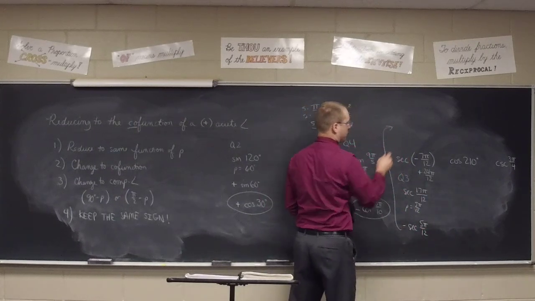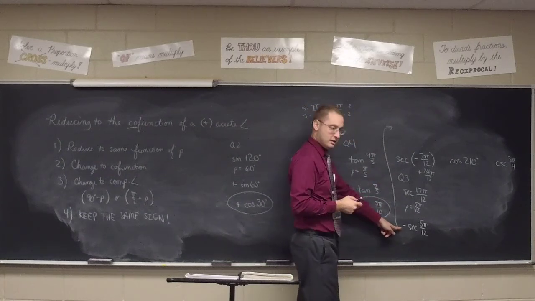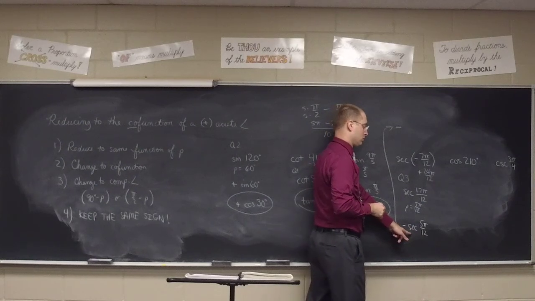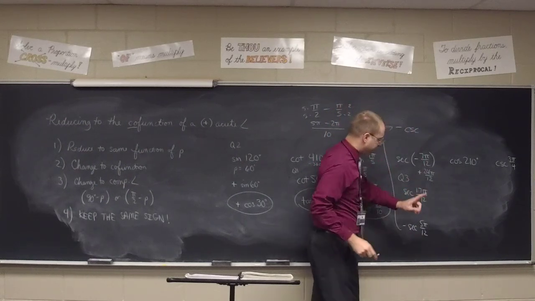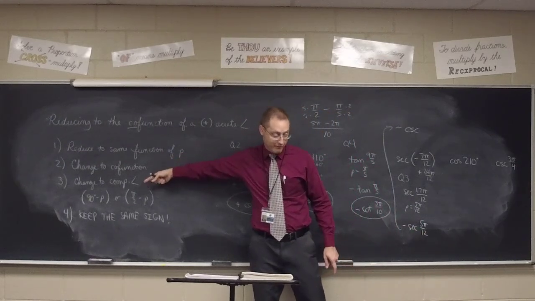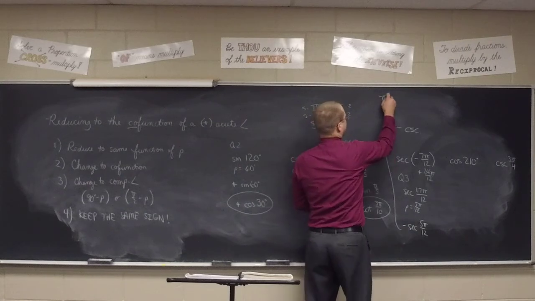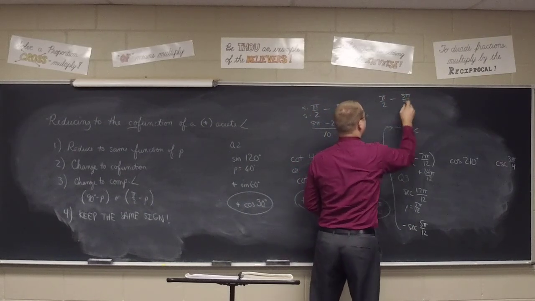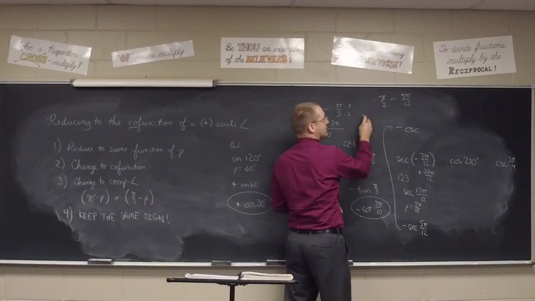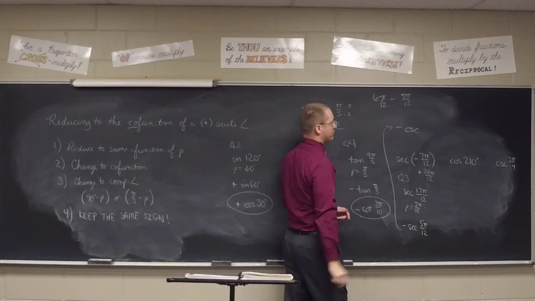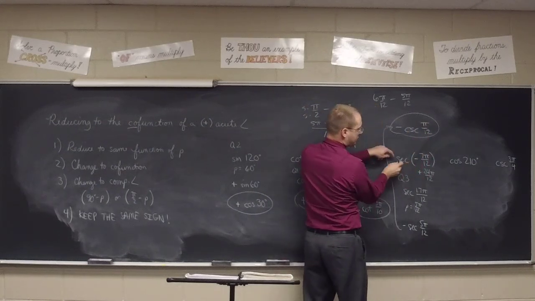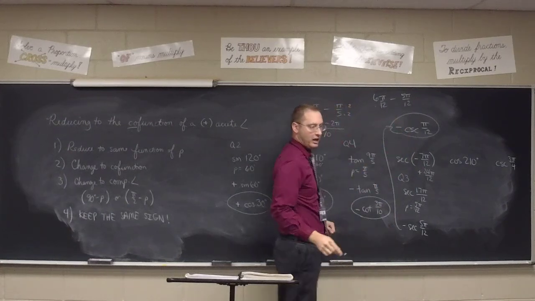Now, let's reduce to the cofunction. What do we do with the sign? Keep it. Instead of secant, though, cosecant. And instead of 5 pi over 12, I've got to subtract that from pi over 2, half a pi. Well, pi over 2 minus 5 pi over 12, what's the LCD? 12. Multiply top and bottom by 6 to get 6 pi over 12. So the complement is 5 pi over 12. And I've reduced this to the cofunction of the positive acute angle.